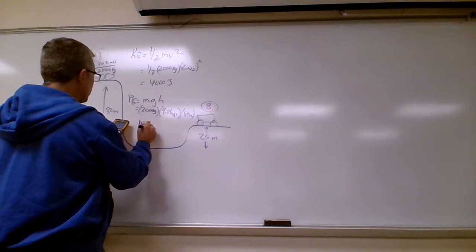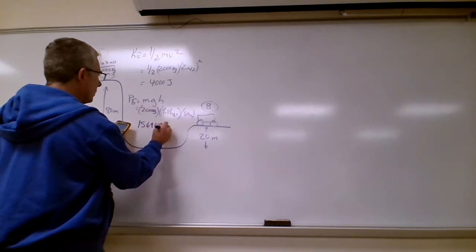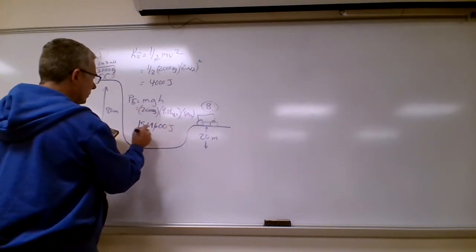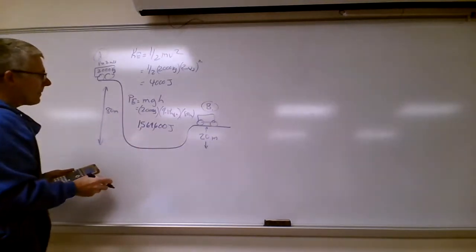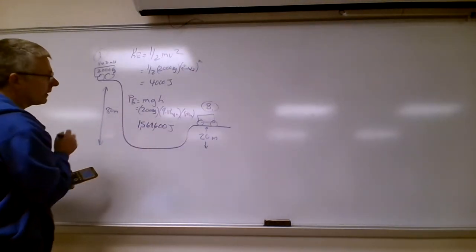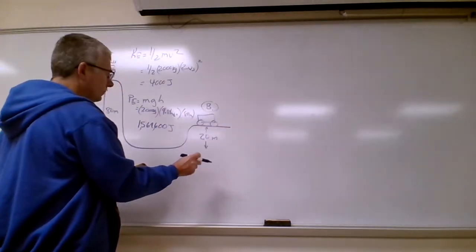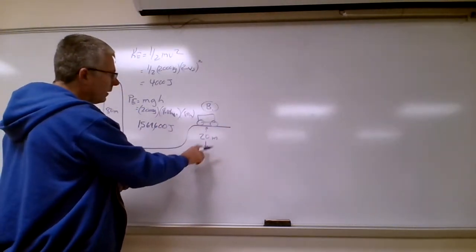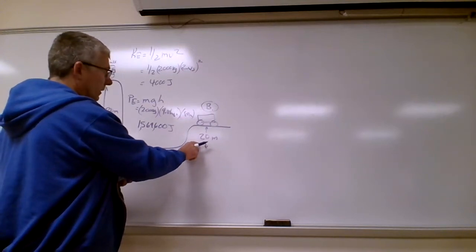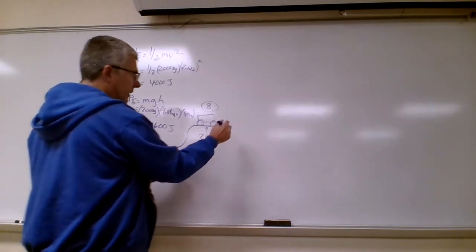We get 1,569,600 joules. So you get 1.5 million joules of energy. That's a lot of energy. Okay. So now we come over to here at B. All right, and we say, okay, we're at 20 meters high. What does it have here? It has potential energy, right?